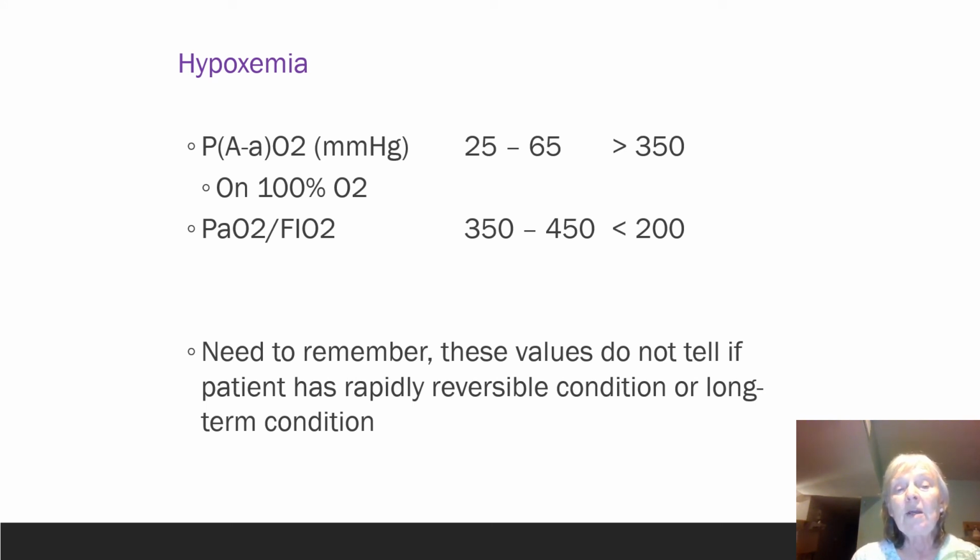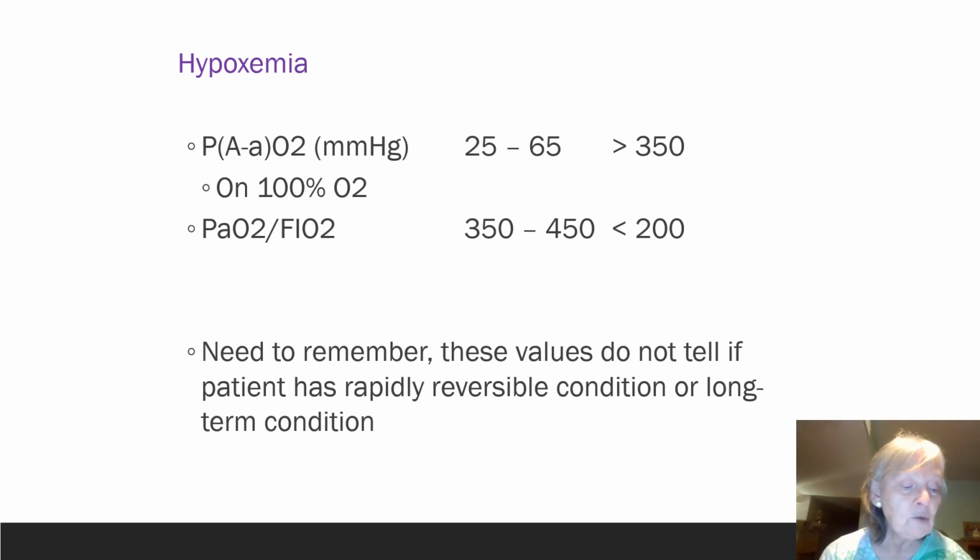And then remember your PaO2 to FiO2 or your P to F. Norm is anywhere between 350 to 450. Anything less than 200 at this particular point in time is an indicator for support, okay?